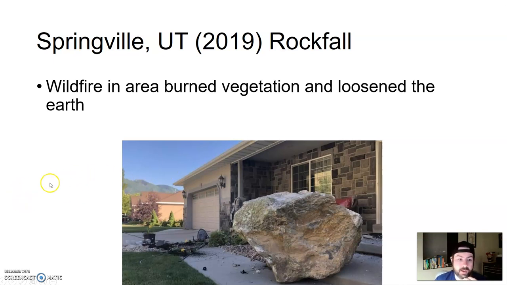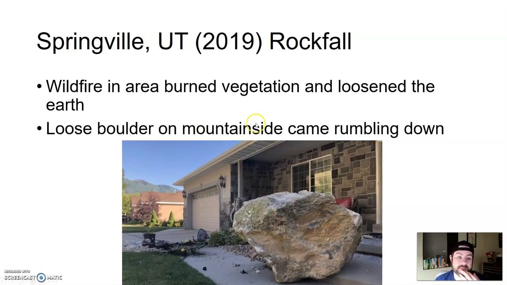These mountains kind of keep going this way. There are some small wildfires. Wildfires in that area burned vegetation, removed that anchor, and loosened the earth on these steep slopes right next to this neighborhood. It loosened this big boulder on the mountainside, and it came rumbling down and stopped right in this person's front yard. We'll look at this more a little bit in lecture.